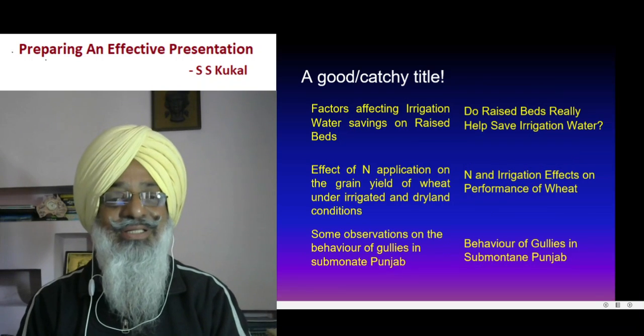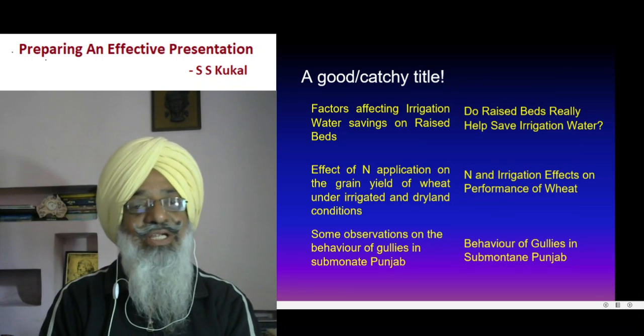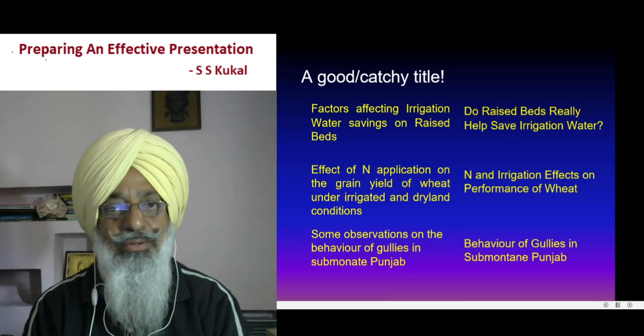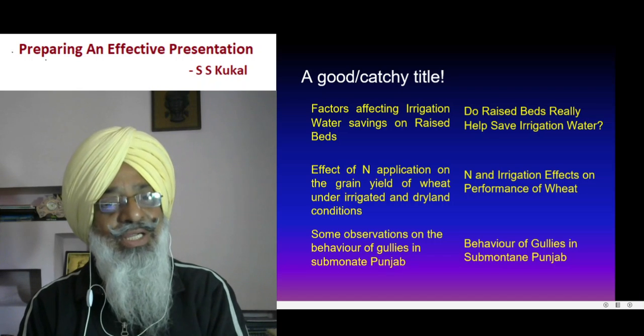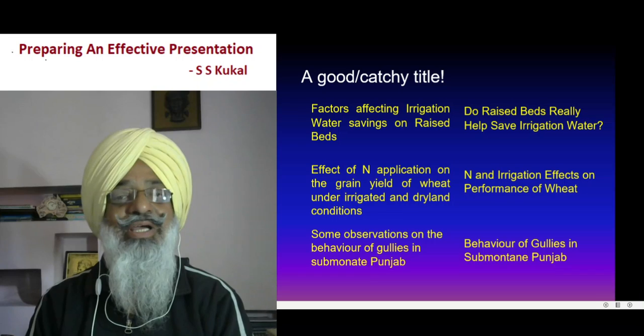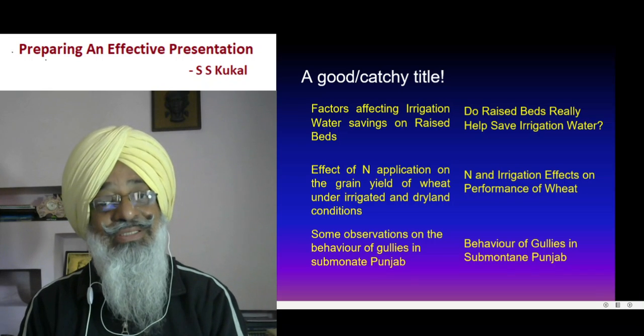Then here are some more examples. On the left hand side: Factors affecting irrigation water saving on raised beds. Good title, no problem in it. But can you make it more catchy? If you want to make it more catchy, you can simply write it as: Do raised beds really help save irrigation water? With a question mark.